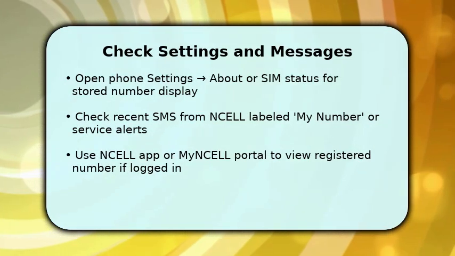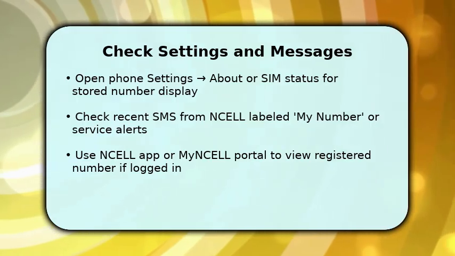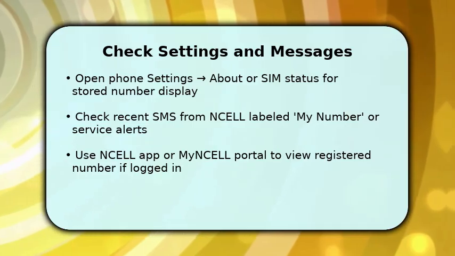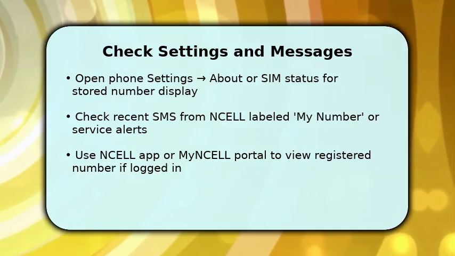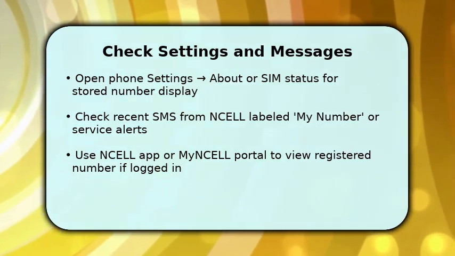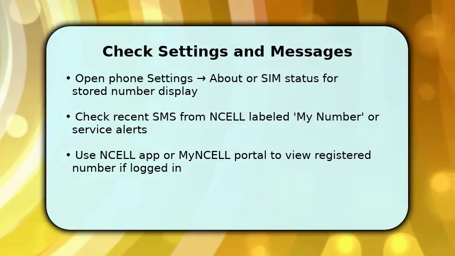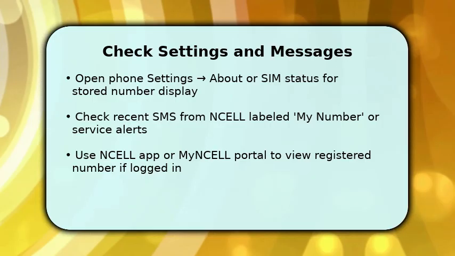If the USSD approach didn't work, go to your phone settings and view About Phone or SIM Status. Many devices display the SIM stored number there. Also, check your inbox for any automated Ncell SMS that might include the number. Search for sender names like Ncell or My Number.